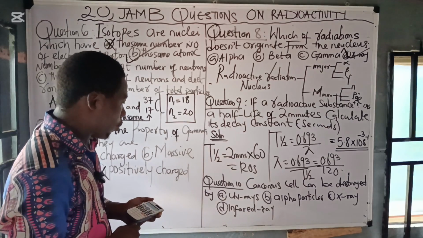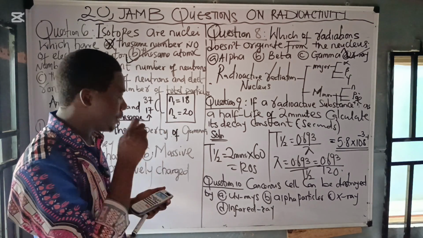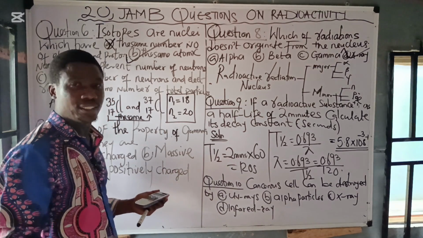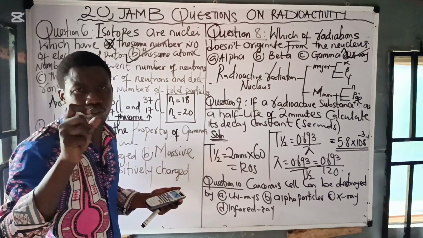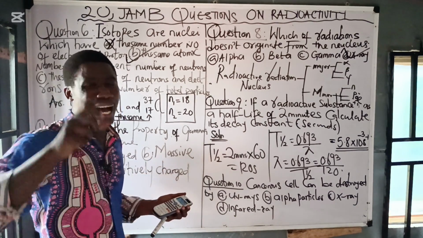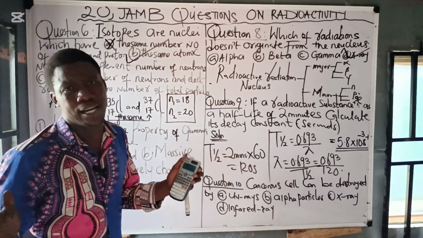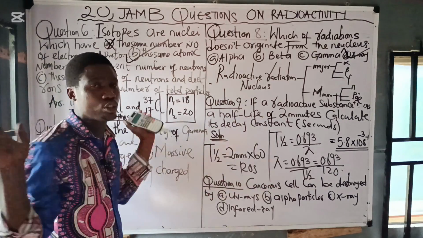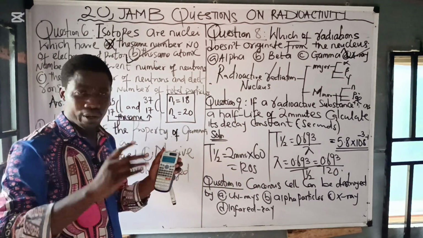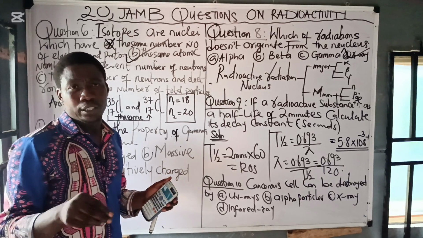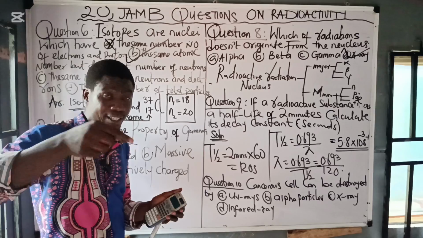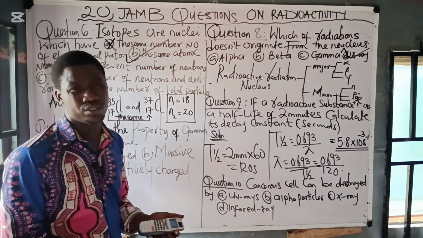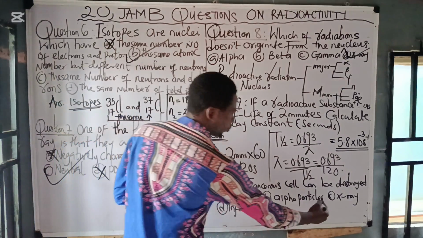Now, question 10. Cancerous cells can be destroyed by what? What is the ray used for destroying cancerous cells? Class, we've known before now that gamma ray is used for destroying cancerous cells, but gamma ray now is not in the options. Now what do we have to do? We have X-ray. There are 2 types of X-ray. We have the soft X-ray and the hard X-ray. The hard X-ray can also be used to destroy cancerous cells. That's why the answer to this question is what?